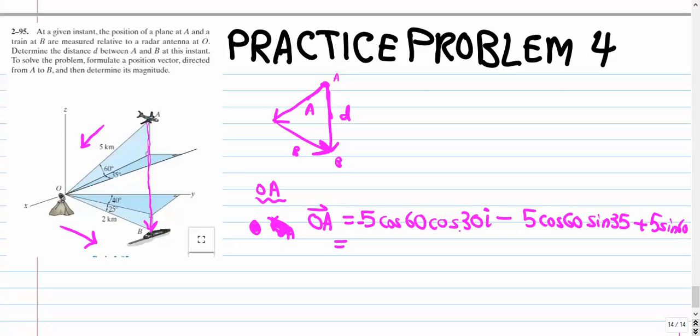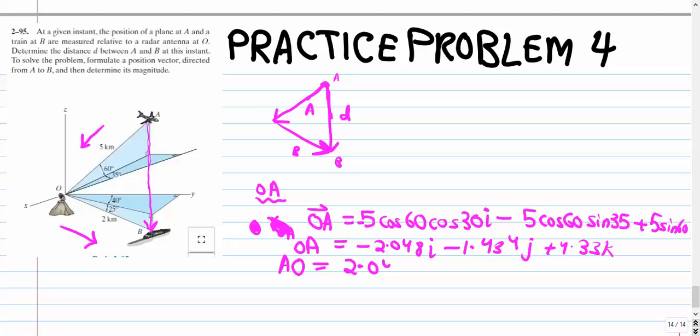Let's solve these coses and sines to get their numerical values, and those are going to be negative 2.048i minus 1.434j plus 4.33k. Okay, now that we have the Cartesian form OA, we need to flip this to make it AO. So in order to make it AO, all we have to do is simply just flip the signs of this vector, and we would get 2.048i plus 1.434j minus 4.33k. Now that we have the first vector that we need, we will move on to find OB.